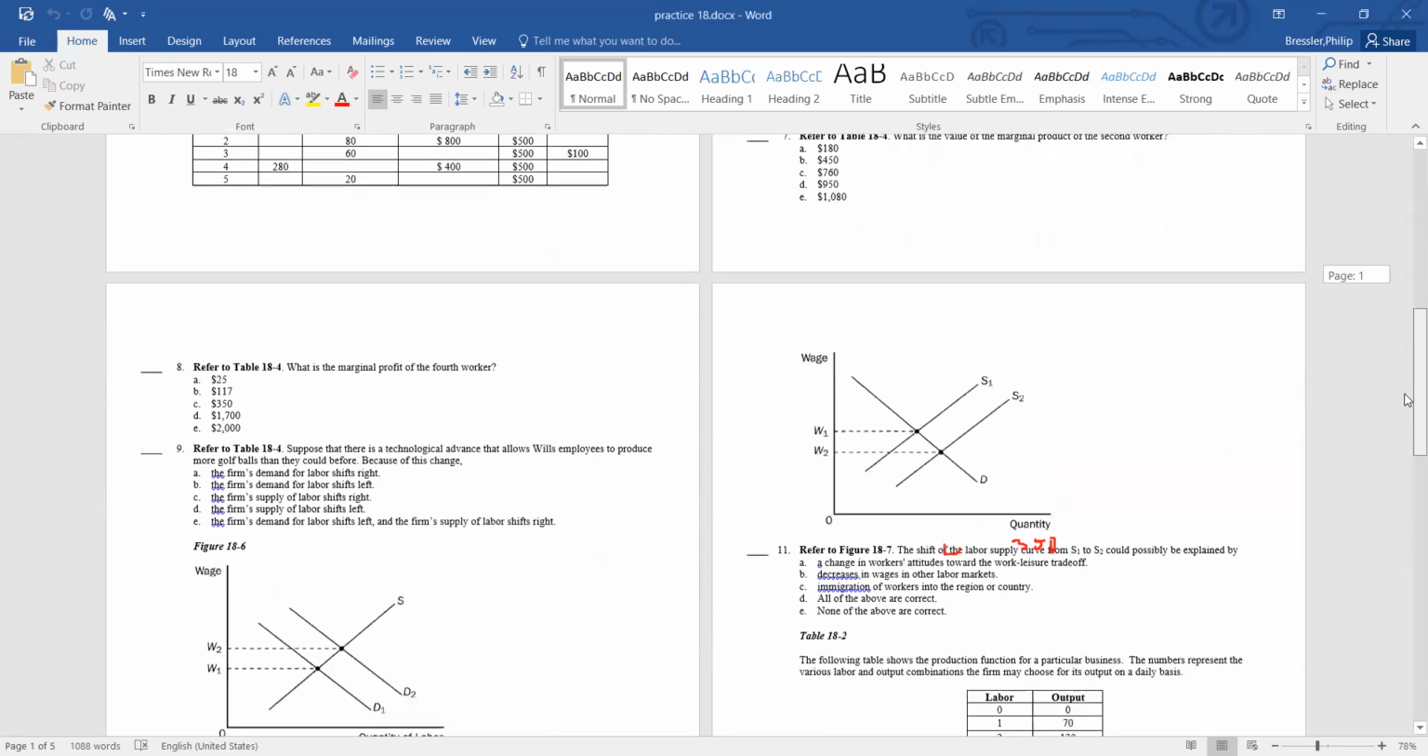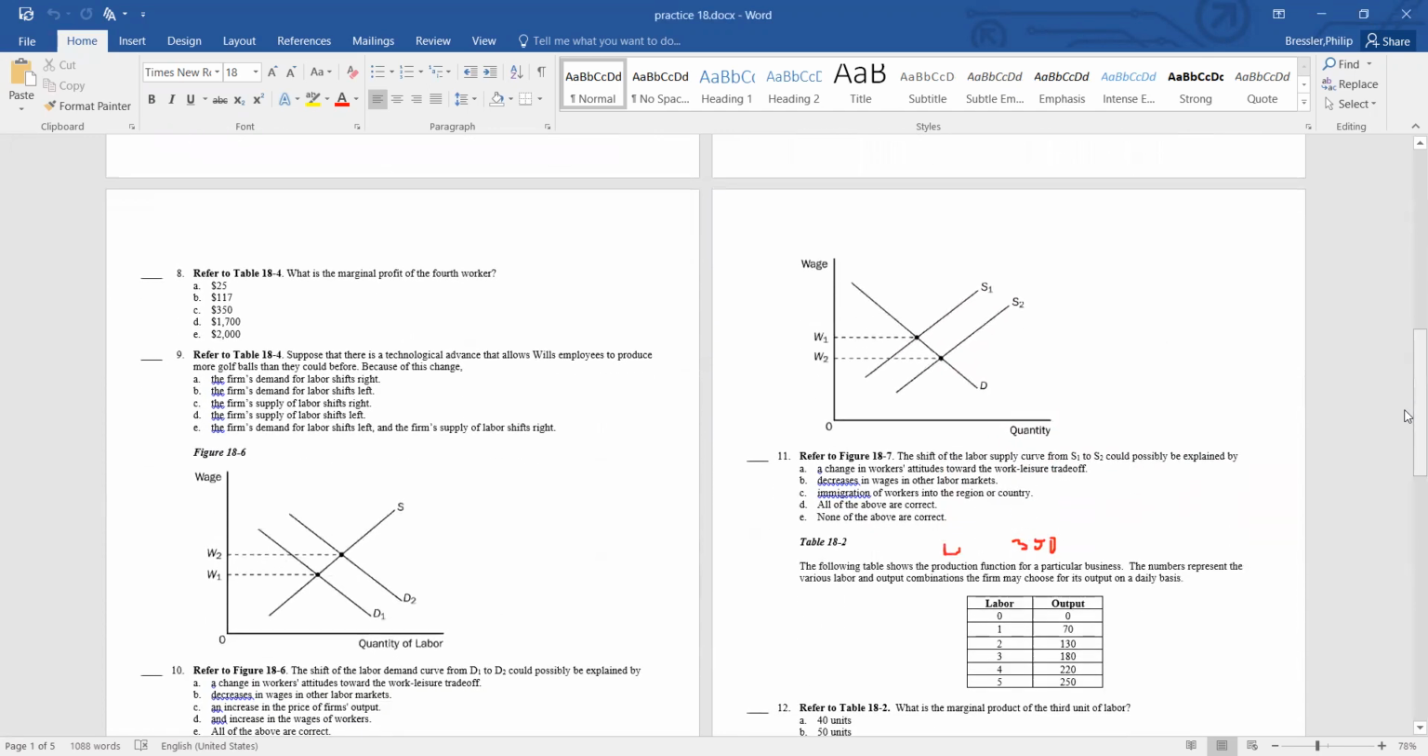All right, number 9. Suppose there is a technological advance. Here's the tricky thing. Technology in the labor market is productivity, and that's a change in demand, whereas in the product market, it's a change in supply. So suppose there is a technological advance that allows Willis employees to produce more golf balls than they could before. Because of this change, the firm's demand for labor is going to shift to the right.